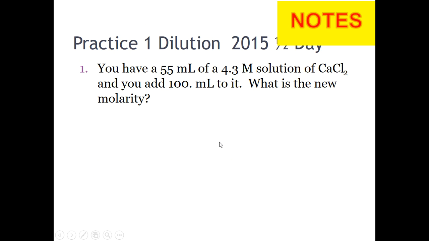So a good example of a problem that's like that would be this one. You should write down the question. It will help a lot on your weekly assignment.